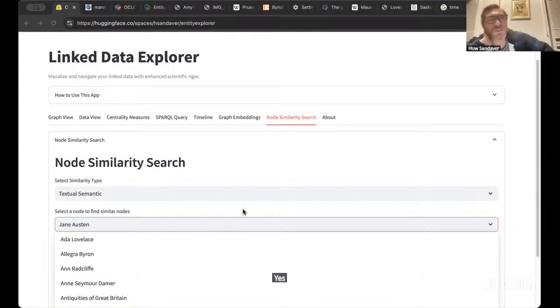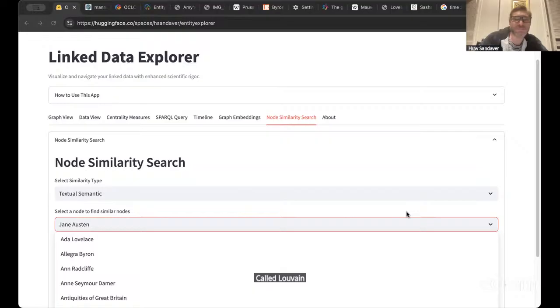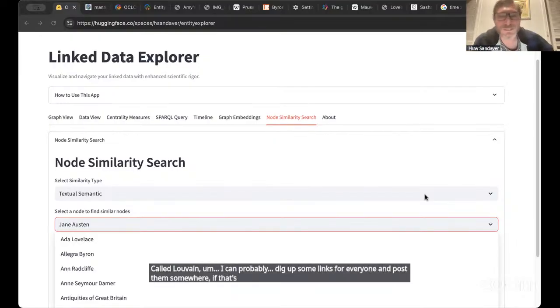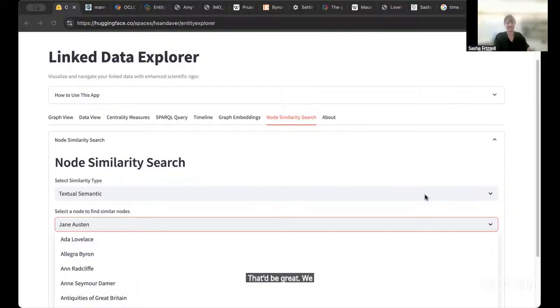Yes, so primarily it all comes from network theory, and they're really mathematical models. So community detection is something called Louvain. I can probably dig up some links for everyone and post them somewhere if that's possible. That'd be great. We can forward it over in the Slack for you.